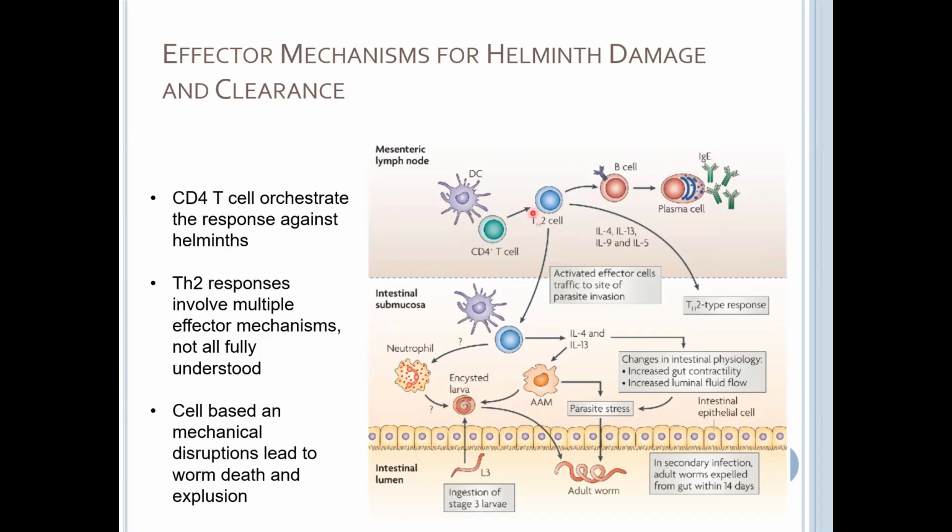So you're going to get the activation of these Th2 cells that are going to recruit all these cells to the epithelial layer. You're also going to get activation of a particular type of B cell to make a particular type of antibody called IgE. And we talked a little bit about IgE yesterday as the allergy antibody. The reason it's the allergy antibody is because it's the worm antibody.